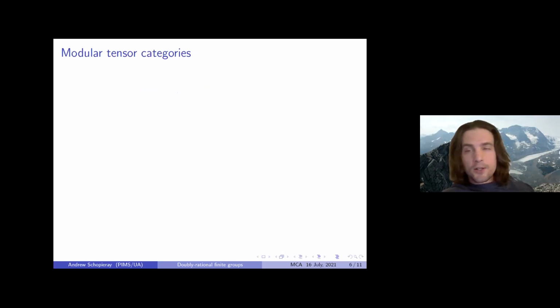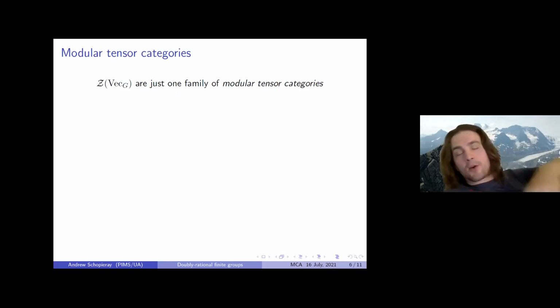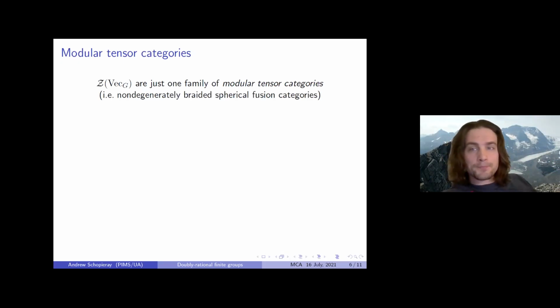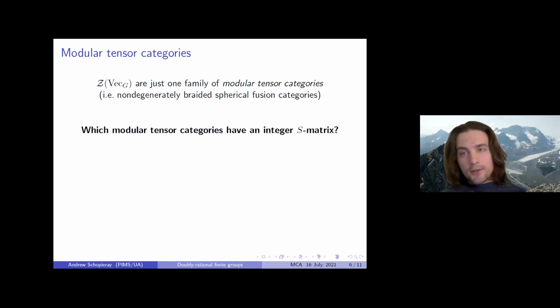So why stop just at these doubles? We have a whole theory of non-degenerately braided spherical fusion categories for which these questions are also applicable. Another name for these categories is modular tensor categories, which you'll probably hear more about this afternoon and into Monday as well. Again, this is a more specific definition of modular tensor categories. But the question translated into this setting is, which modular tensor categories in general have integer S matrices?